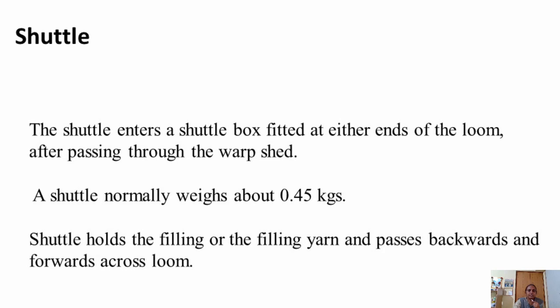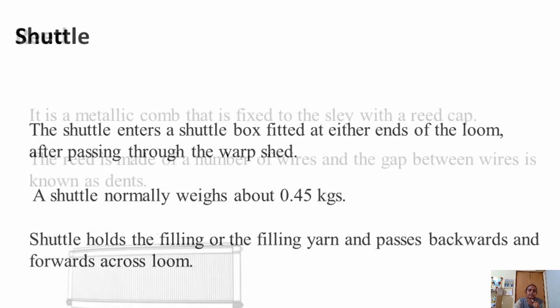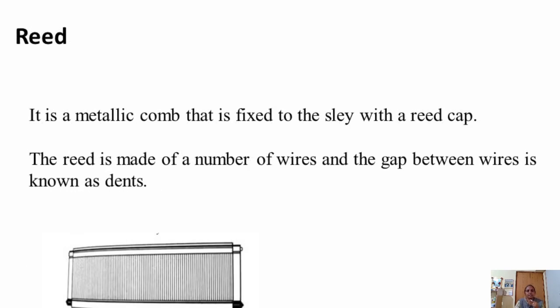The shuttle holds the filling yarn and passes backwards and forwards across the loom. So the movement of the shuttle will be from back to front, that is, inserting the weft yarns.